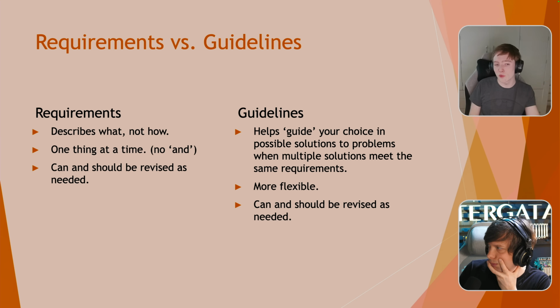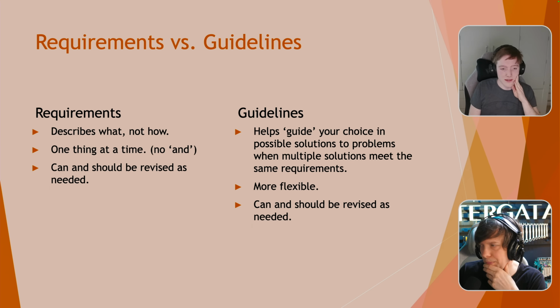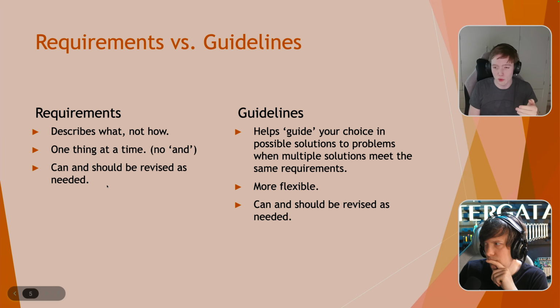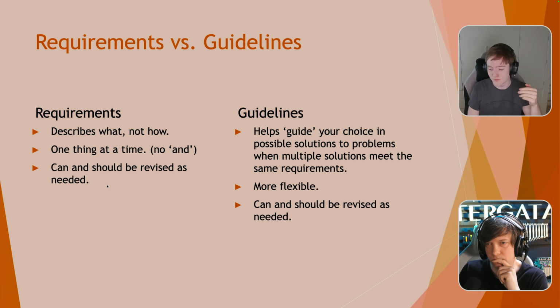So why I call it requirements versus guidelines: a requirement is just as you had before. It describes what must happen, not how it must happen. It is only one thing at a time, so no double requirements, as you were already doing. Yep. And of course, they should always be revised and changed when you discover a requirement is no longer good.